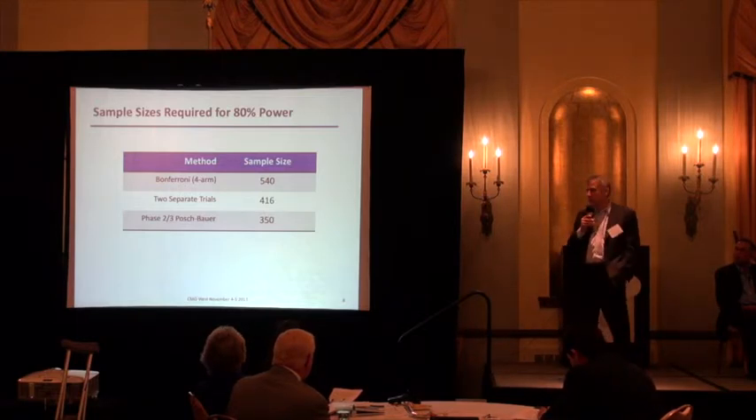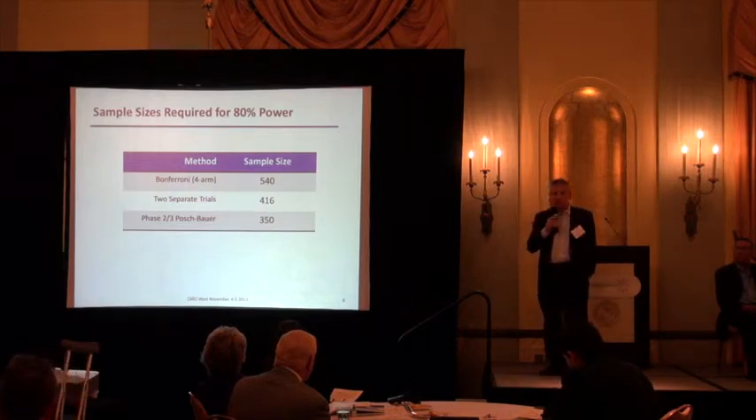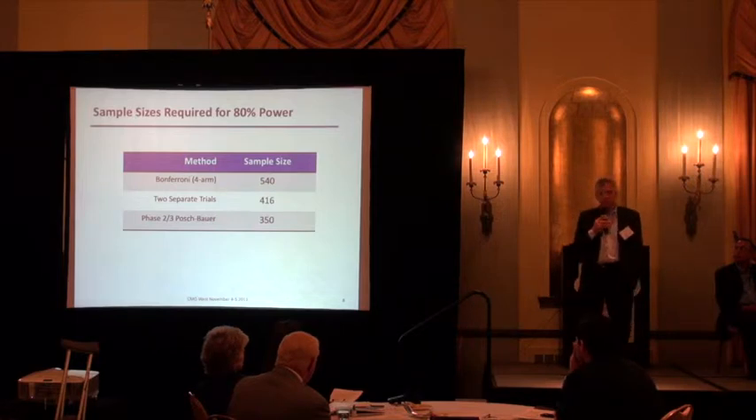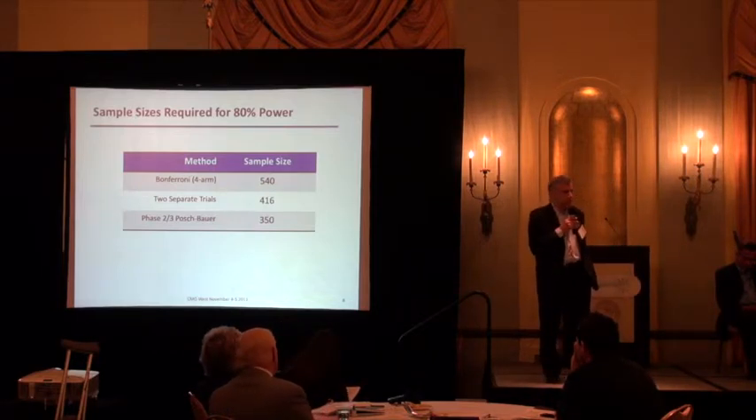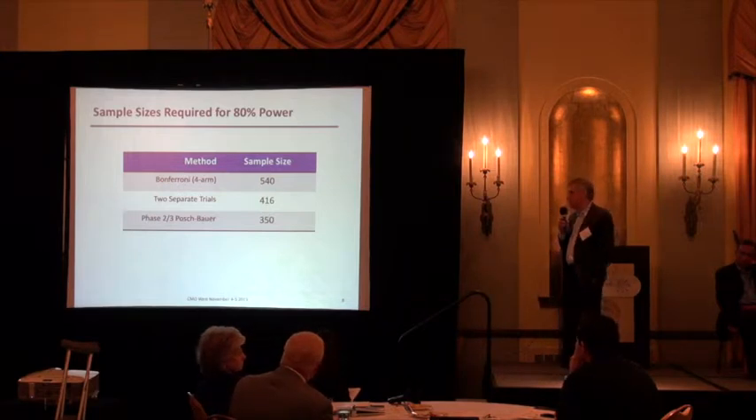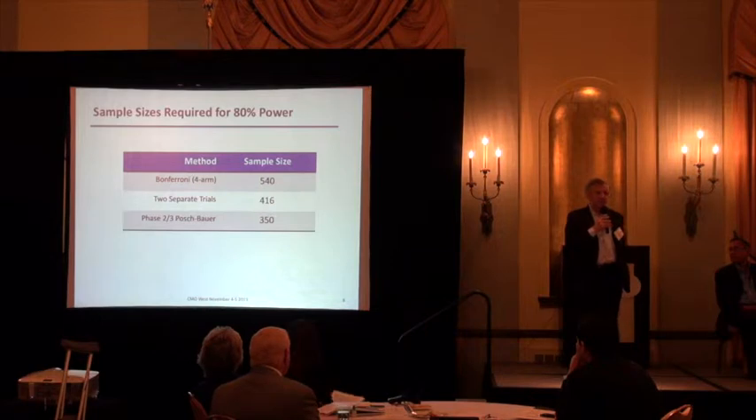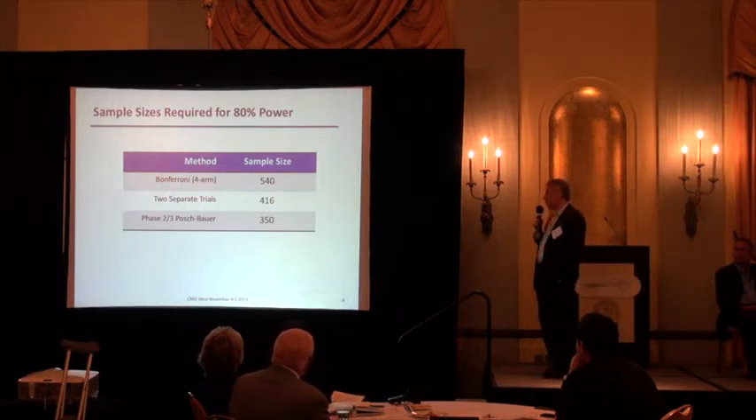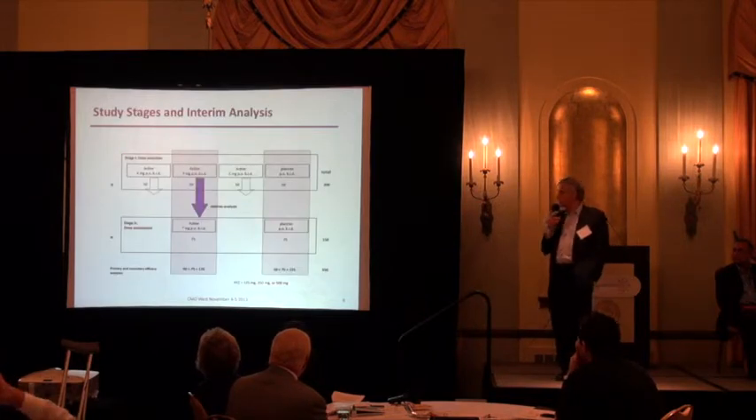And the last was a 2-stage design where we used the Posh-Bauer estimate. It basically allows you to pool p-values between the first stage of your study where you have 4 arms and the second stage of your study when you have 2 arms. And that's an accepted statistical methodology by FDA. And with that, we were able to get down to 350 patients, which is the option we chose. Next slide. So this shows you, this is a schematic.